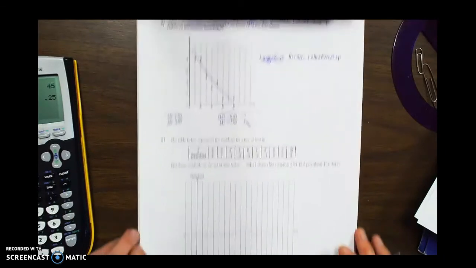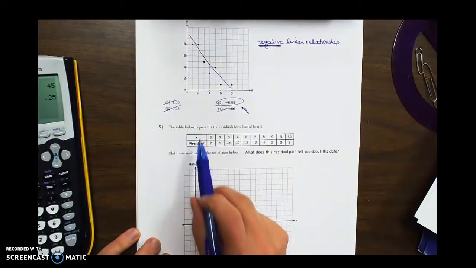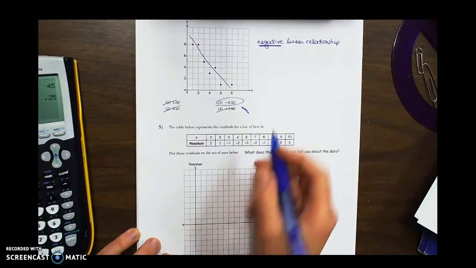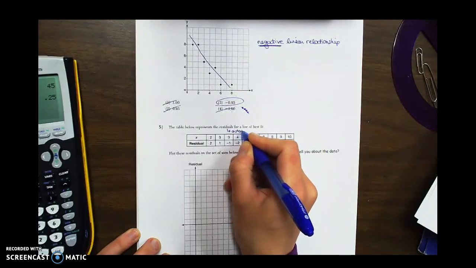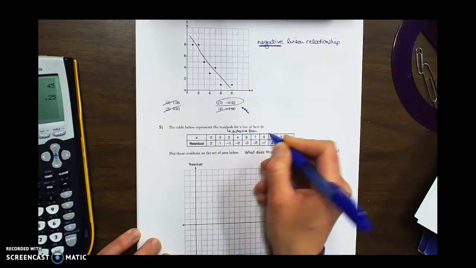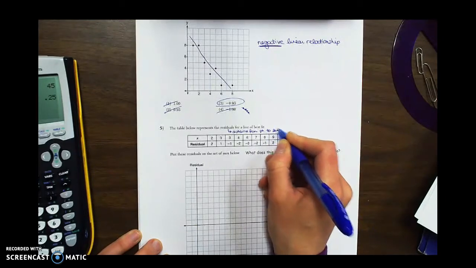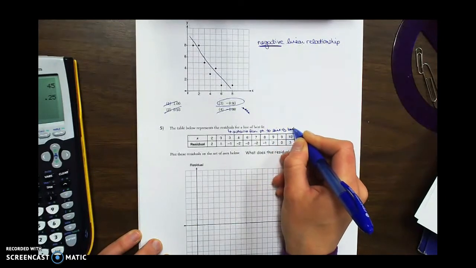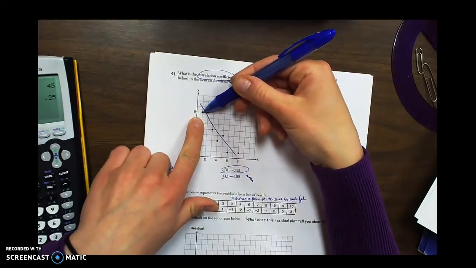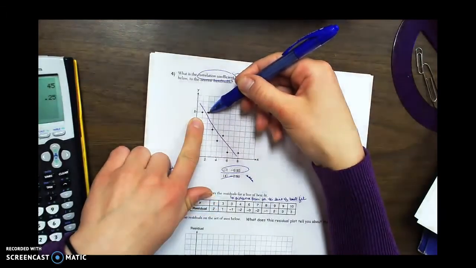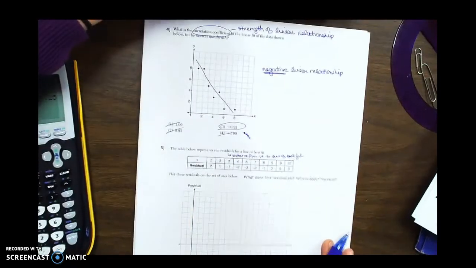All right, next up, number 5. So here in number 5, it says the table of values below represents the residuals for a line of best fit. Remember, your residuals are the distance from point to line of best fit. Okay, so if we take a look here, these points, so this one's below the line of best fit, this one's above the line of best fit. So those would be your residual, would be how far away from the line of best fit it really is.